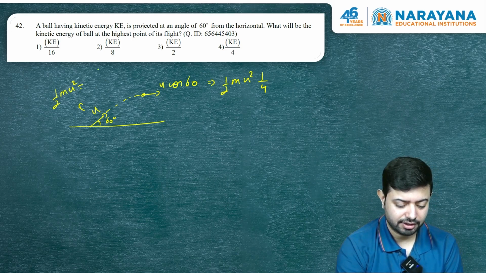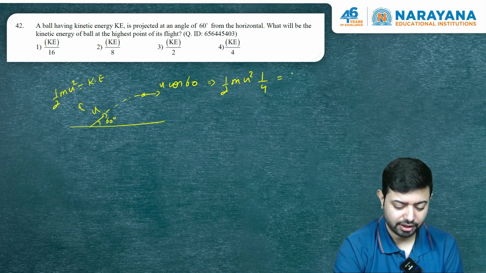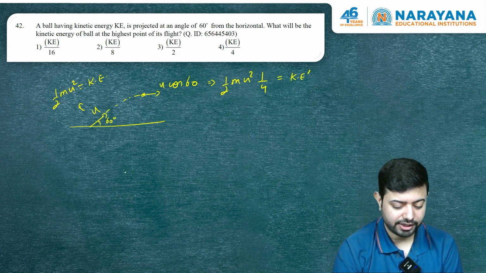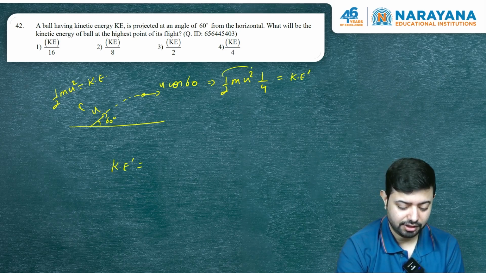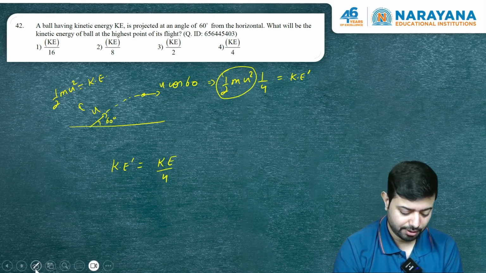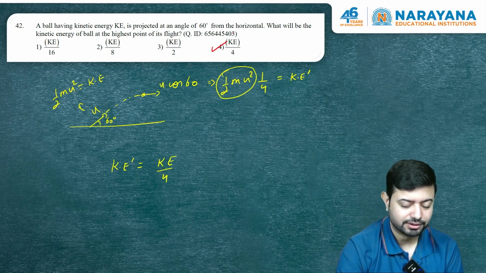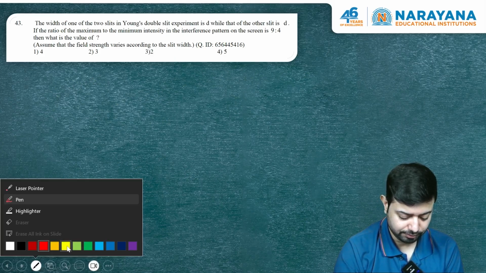So, they have said that this is actually KE, and this we do not know, KE prime. What will be the kinetic energy of the ball at the highest point, KE prime, in terms of KE? It is nothing but KE by 4. So, which option is matching? Fourth option. I hope it is clear. Let us move to the next one.